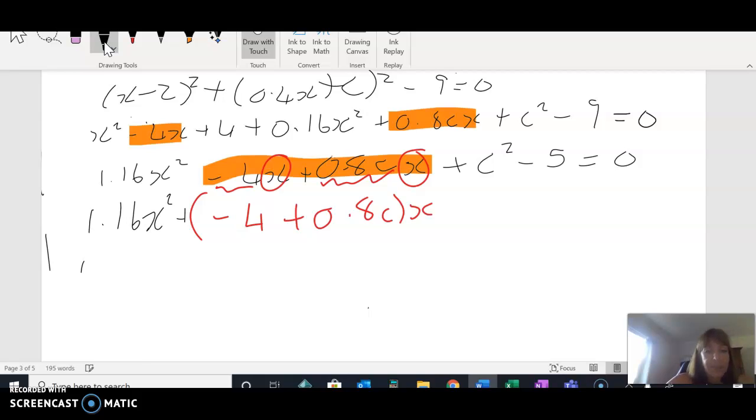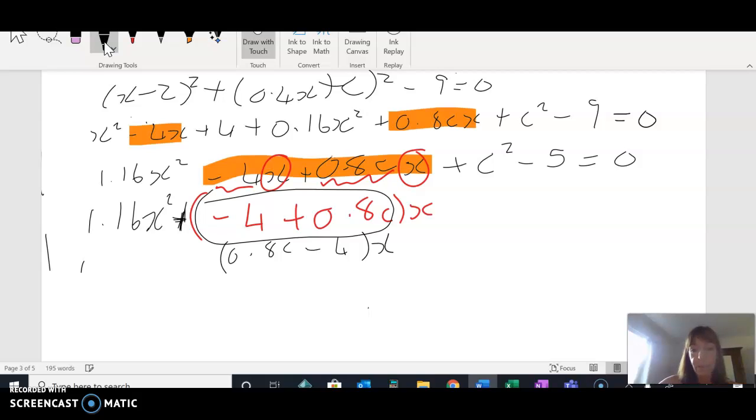And I'm going to put a plus here. This whole thing is b with the minus 4. Okay, often I'd actually prefer to put it as 0.8c minus 4, just because it's easier. So are you happy that that's exactly the same as 0.8c minus 4? That's just writing it a different way.